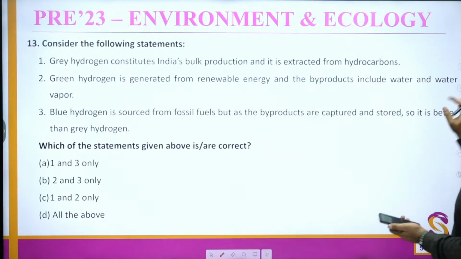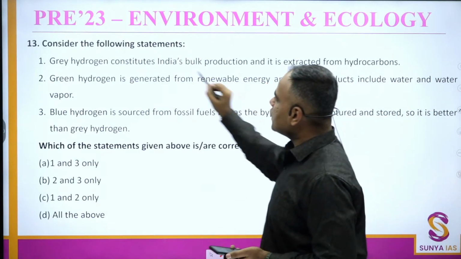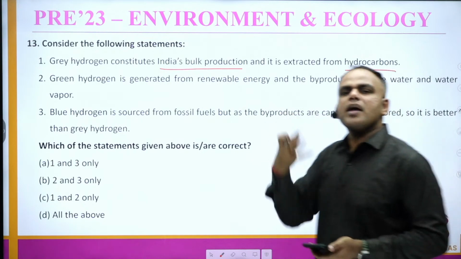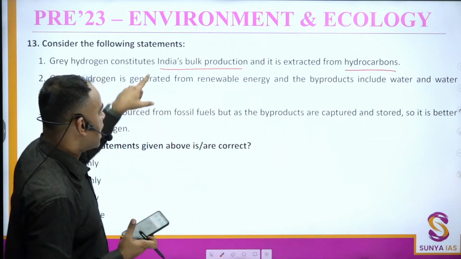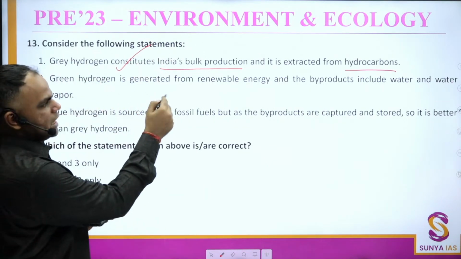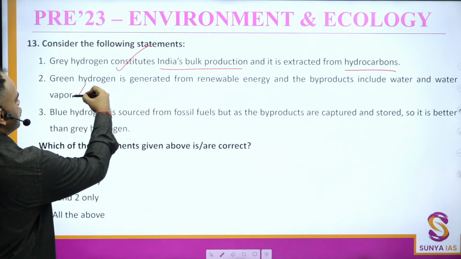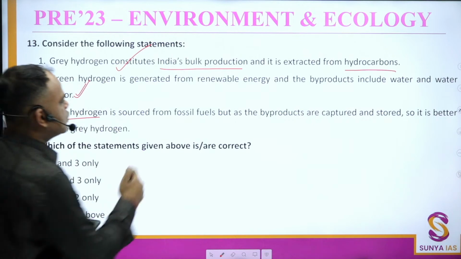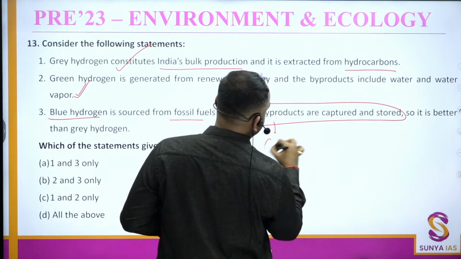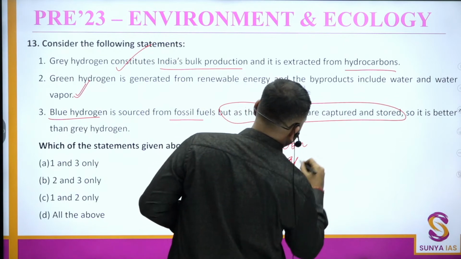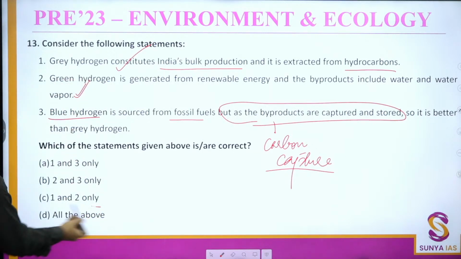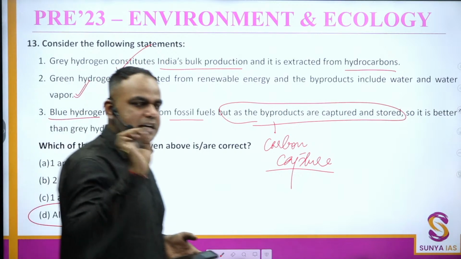Now let us see the questions. Gray hydrogen constitutes India's bulk production, so maximum production, and is extracted from hydrocarbons. Yes, which is why in gray hydrogen you have a lot of emissions, and that is the bulk part of it. This is true. Green hydrogen is generated from renewables, true. It includes byproducts like water and water vapor. This is true. Blue hydrogen is sourced from fossil fuels, but emissions are captured and stored. This is what I told you, carbon capture is happening in the case of blue hydrogen. So all three statements are correct. So for question number 13, the answer is going to be D.